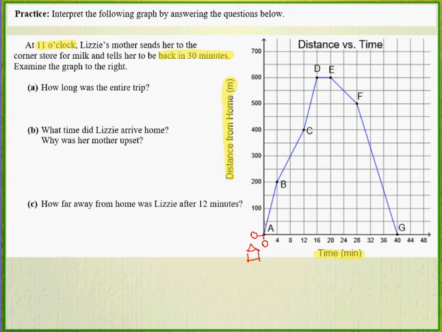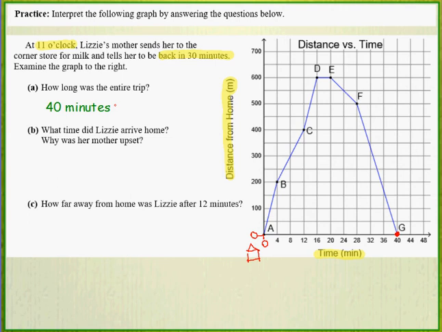Okay. Now, she's not at home. She's traveling further and further away. She's kind of the same distance for a little bit. And then she's getting closer to home, closer to home, closer to home, and she returns back home here. So the entire trip lasted 40 minutes.